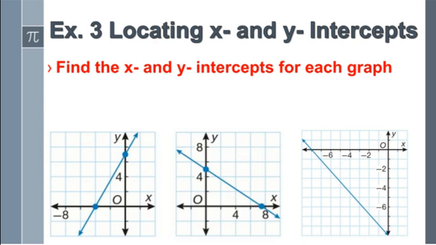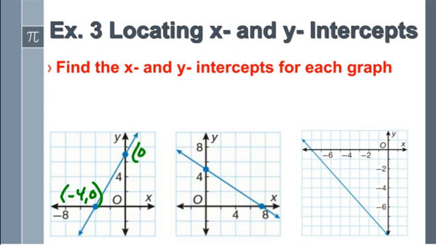Now locating the x and y intercepts from a graph. So here they graphed it for us. We want to identify what the intercepts are. So here the x-intercept would be negative 4, 0. Because this is at negative 4, the y is 0.